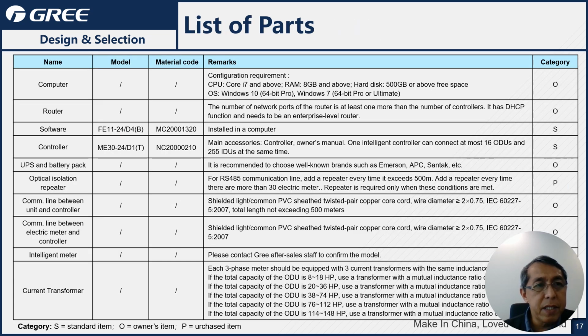Some list of parts. So you need computer, router, software, controller, UPS and battery pack, optical isolation repeater, communication line between unit and controller, communication line between electric meter and controller, intelligent meter, and current transformer.